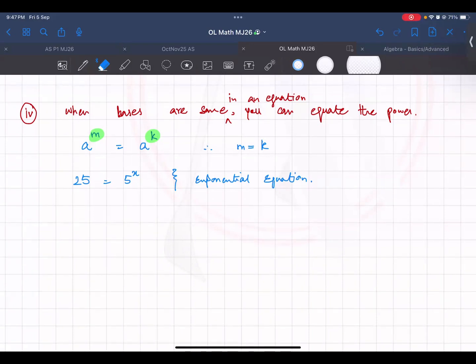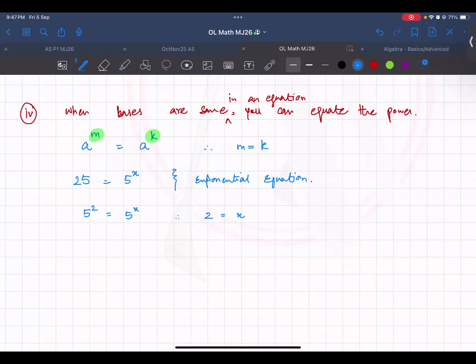You try to first write the other number with the same base as well. So 25, we know, can be written as 5 squared, and this becomes 5^x, copied as it is. Now the bases are the same, and therefore you can equate the powers. So 2 is equal to x. Now you have solved it.